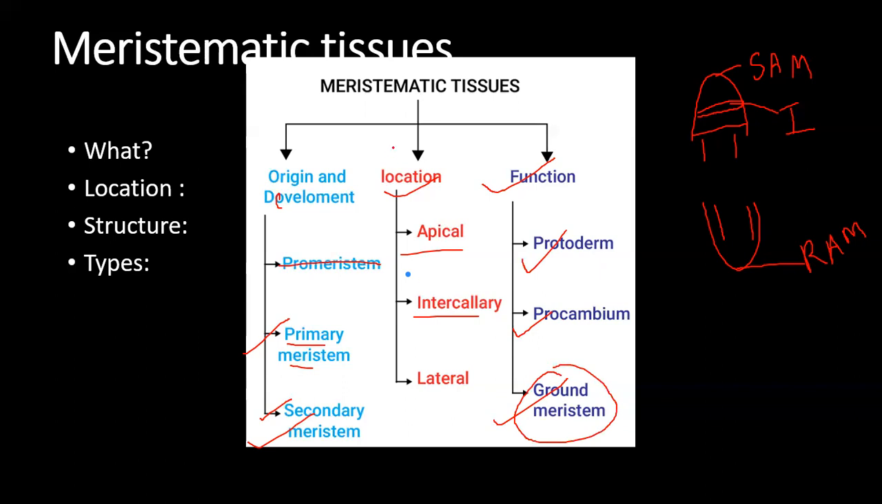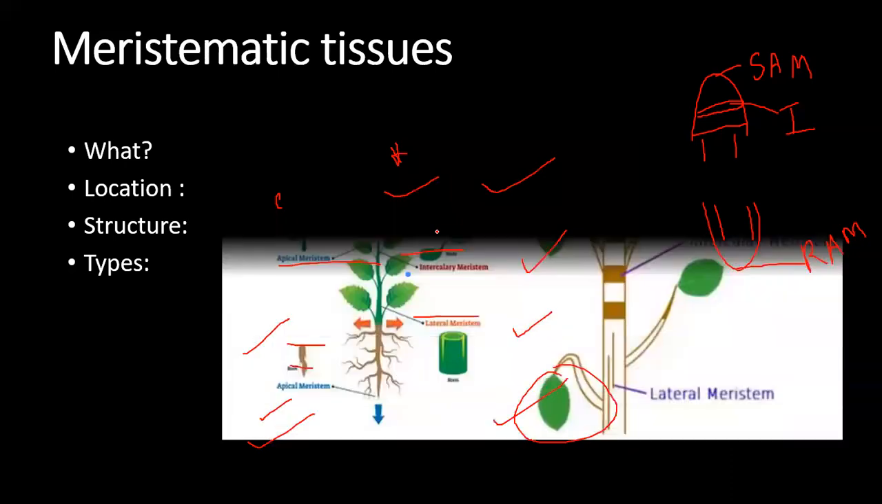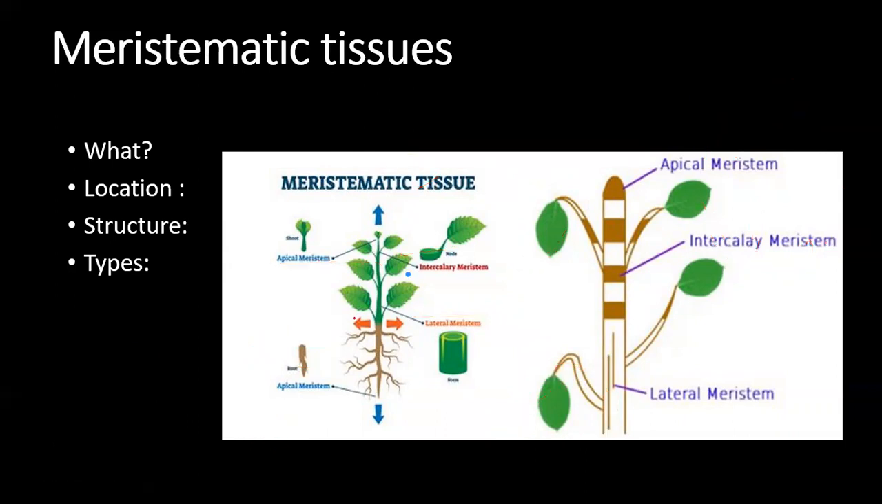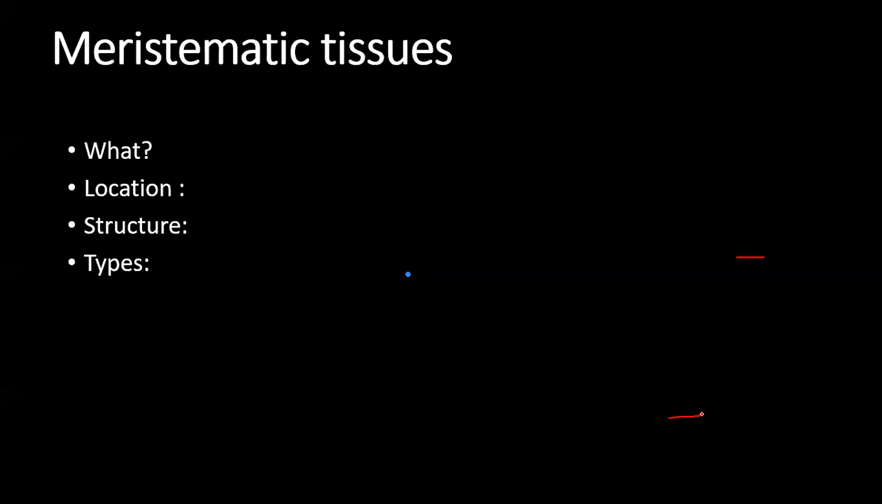So here what you need to concentrate on is the location basis: apical, intercalary and the lateral meristem. Moving on to the next one, that is the diagram showing the different apical meristem, the intercalary meristem and the lateral meristem. So the next one is the permanent tissue. Before going to permanent tissue, let's discuss the functions of the meristematic cells or tissues. What are the different functions of the meristematic tissues? Mainly they are involved in the primary growth and secondary growth of the plant body. So they are involved in the growth and development of the plant body.